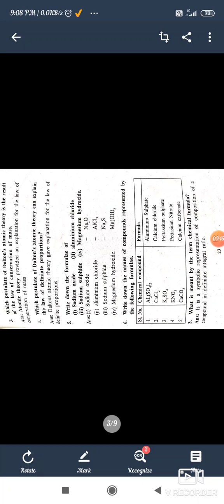And then calcium chloride. The molecular formula of calcium chloride is CaCl2. Here Ca means calcium, Cl2 means chlorine, calcium chloride. So you know that the symbol of calcium is Ca and chloride is Cl2. So the molecular formula of calcium chloride is CaCl2. And potassium sulfate.